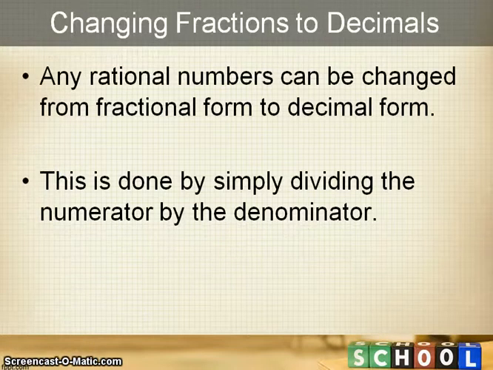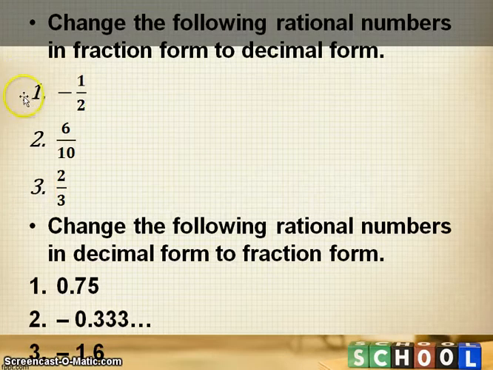So how do we change fractions to decimals? Any rational number can be changed from fractional form to decimal form, and this is done by simply dividing the numerator by the denominator. So what are your answers to these fractions, or yes, into decimals?